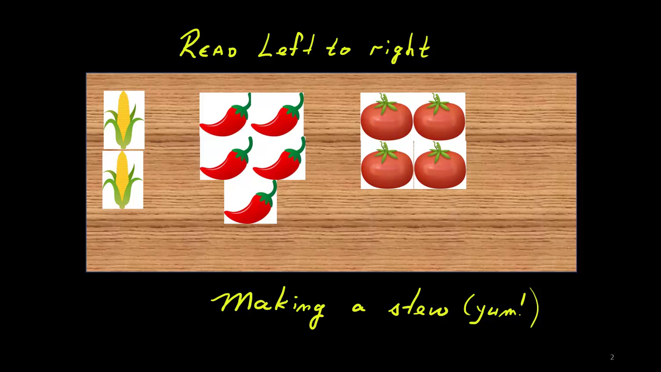What I'd like you to do at this point is write down in words what you see on the table. Start from the left-hand side over here and work your way to the right. Go ahead and pause the video while you work on that. Come back whenever you're finished.